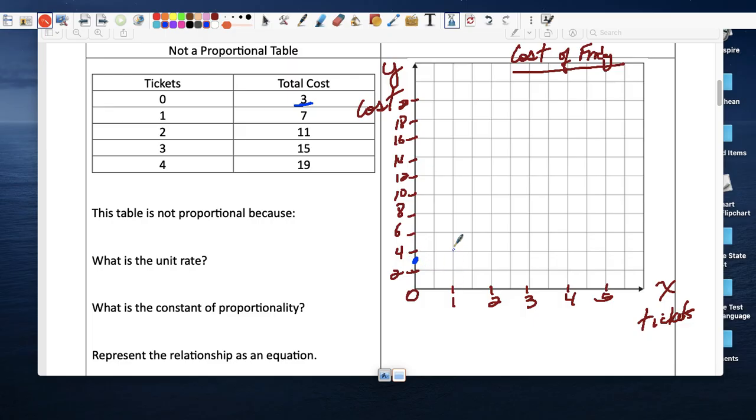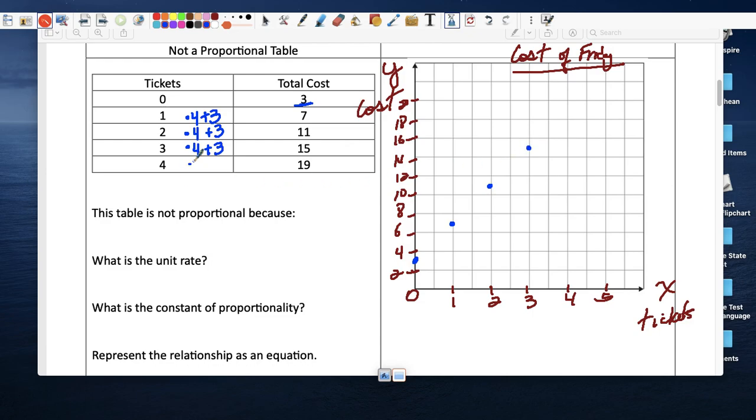1 ticket would be 1 times 4, which is 4. Then you have to add the 3, which is 7. So with 1 ticket, you're already at $7 in expenses. 2 tickets, well, it's 2 times 4, because every ticket is 4, and then plus 3. That gives you 11. So 11 would be right here. 3 tickets, well, 3 times 4 is 12, plus 3 is 15. That's how you get 15. So 3 tickets is 15.